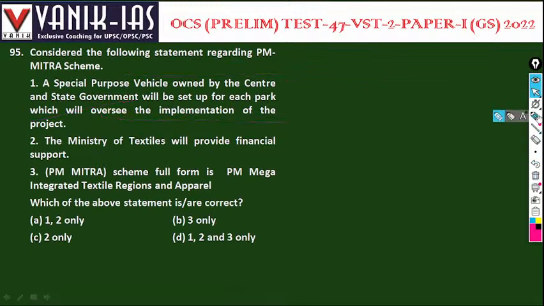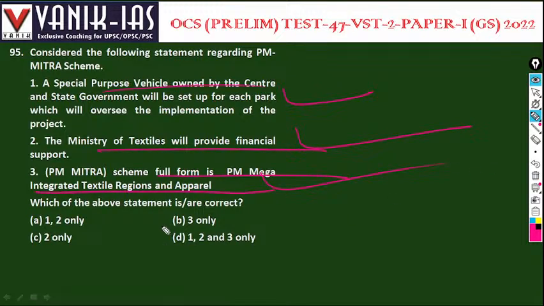MITRA scheme. MITRA scheme is for textiles. Right? A special purpose vehicle owned by central and state government is set up. Yes, special purpose vehicle. Ministry of Textiles provides financial support to PM Mega Integrated Textile Region and Apparel. So 1, 2, 3, all the statements are correct.